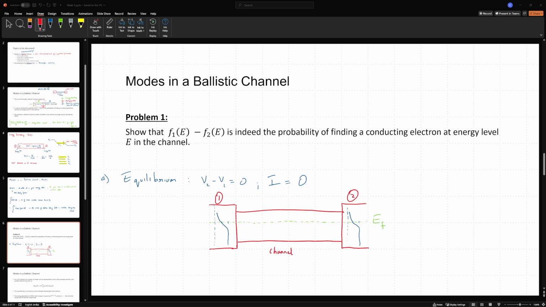So the probability of finding conduction electrons in terminal 1 is very low, in terminal 2 is very low, and thereby it is also very low in the channel. Therefore, at equilibrium, since both the Fermi levels are aligned, F1 of E minus F2 of E is going to be 0. Even if there are minor differences between the two materials, I can say that it's going to be 0, which will imply no conduction occurs.